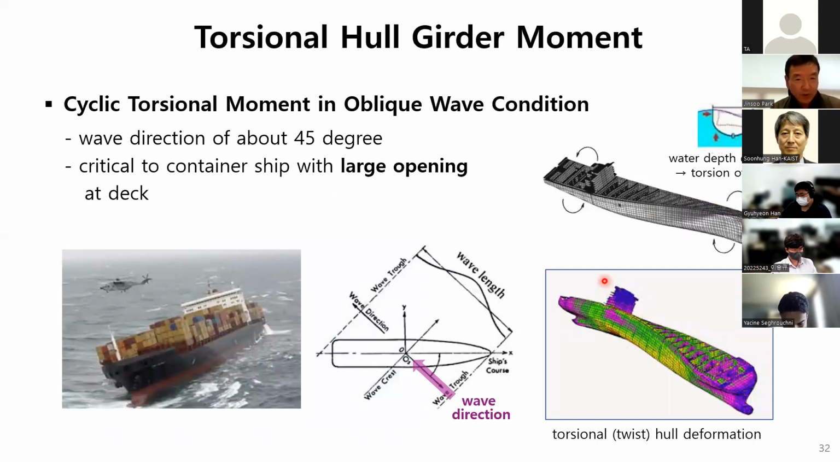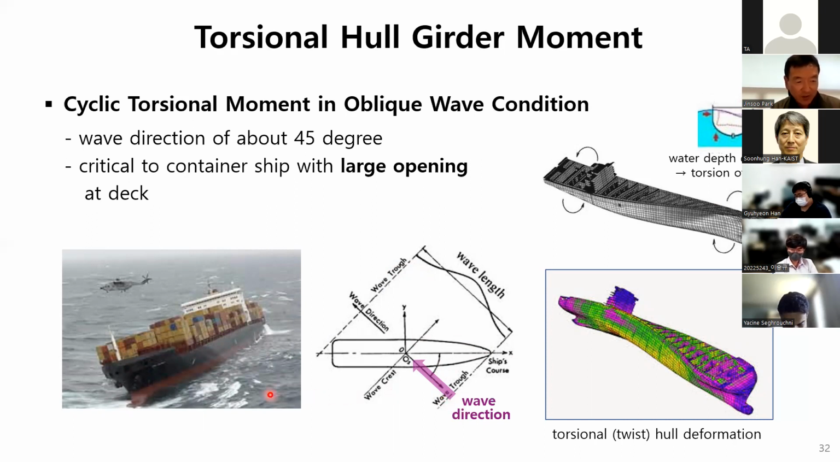Another important hull girder loading is torsional moment. Torsional moment and its subsequent torsional deformation usually happen in oblique wave conditions. In other words, the ship encounters a wave coming from 45 degrees against the course of the ship.